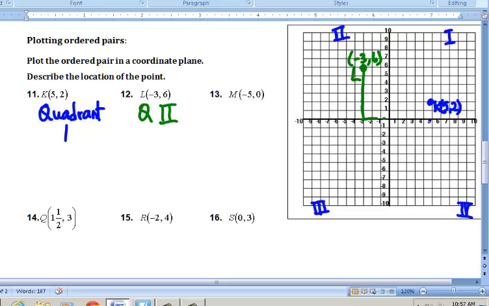I'm going to go ahead and do number 16. 0, 3. On x, did I move any? No, I'm right here at x, but I moved, which is 0, so I didn't move from the origin, but I moved up 3, so I went right here. And so this is at S, and you can say what axis is it in? It's not on the x, it's not in any quadrant, it's just on the y-axis. So you can say that the location is y-axis because that's where it falls.